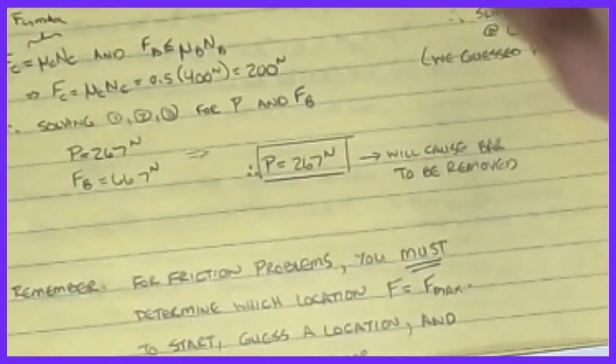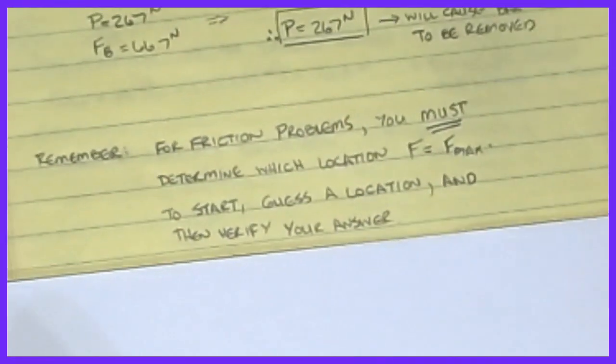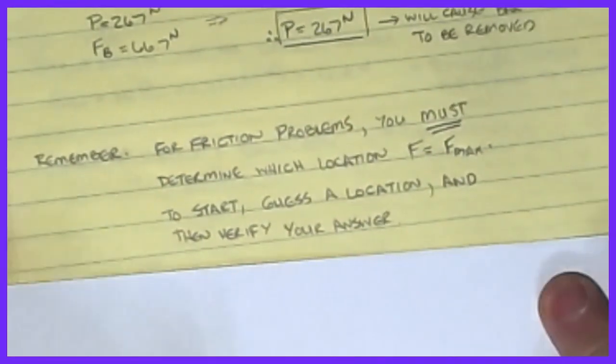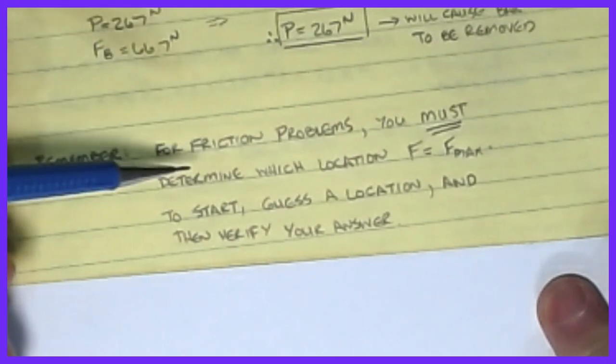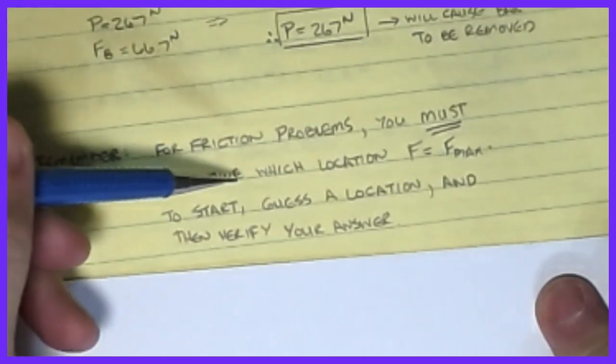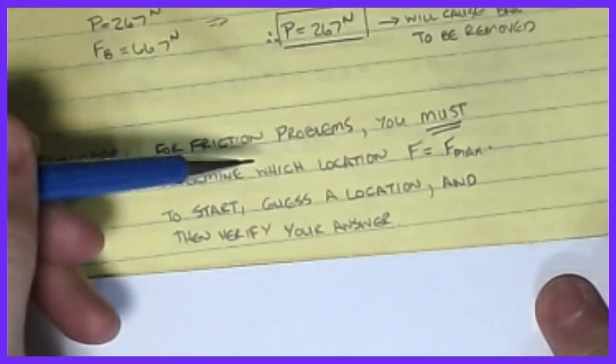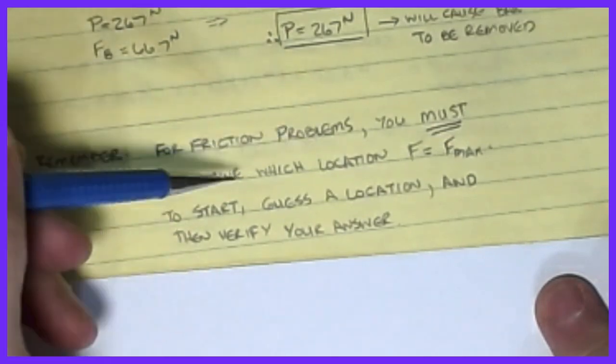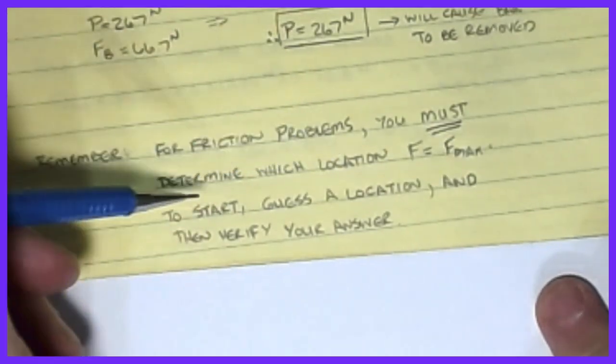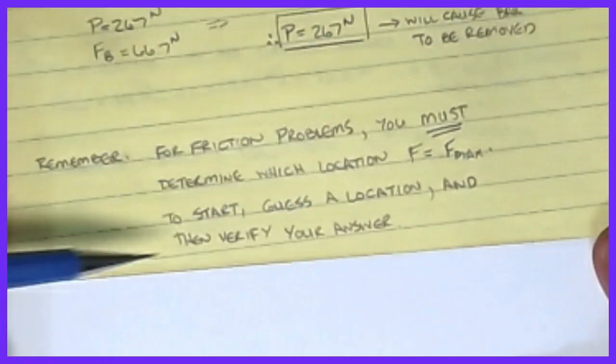Okay, now, some extra tips that we might want to keep in the back of our mind as we're solving different types of friction problems. Okay, for friction problems, you must determine which location fails first. And by fail, I mean which one exceeds the sliding limit or exceeds that frictional limit. You know, F equal to F max.